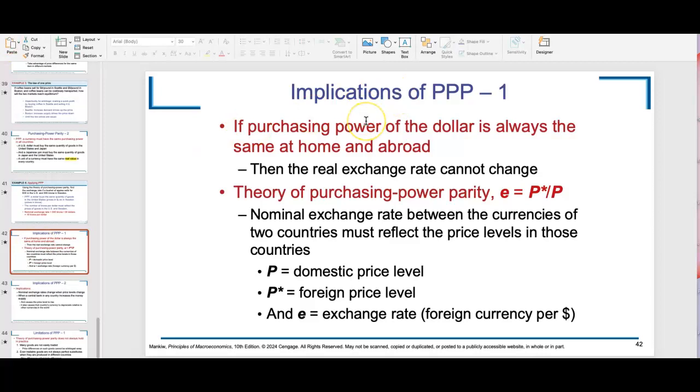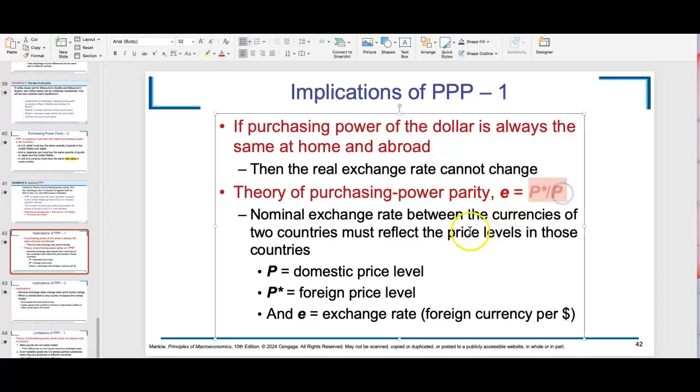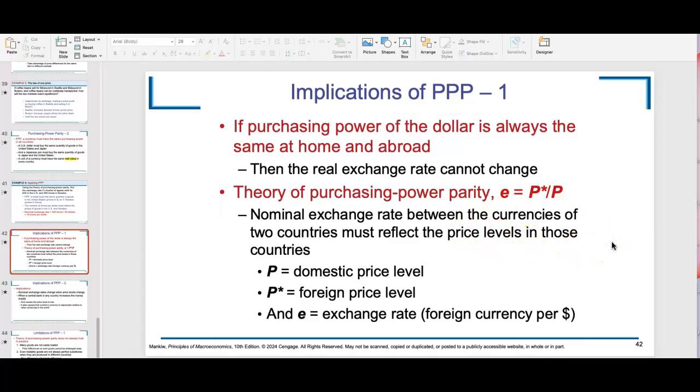What would that mean if this theory always held? That the purchasing power of the dollar is always the same at home and abroad. Then there would be no change in the real exchange rate. That would also mean that the price level never changes, because this relationship would always be the same, right? Because we know that the nominal exchange rate equals the relationship between the price levels. That means that inflation moves the same in both countries always. Is that true?